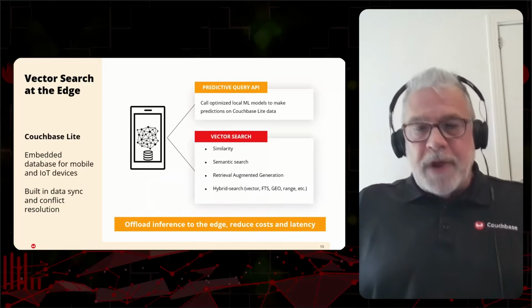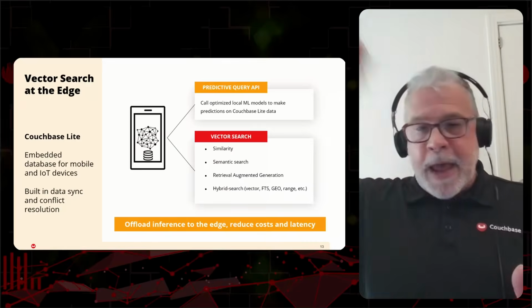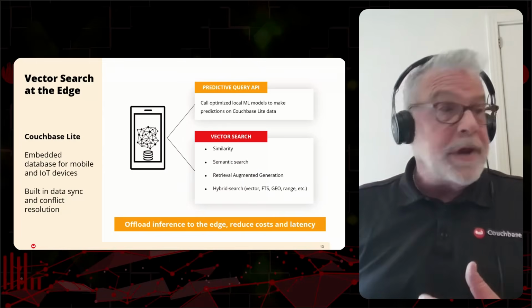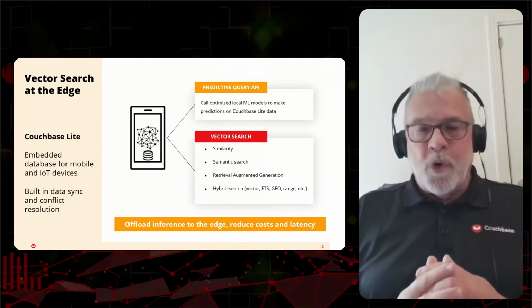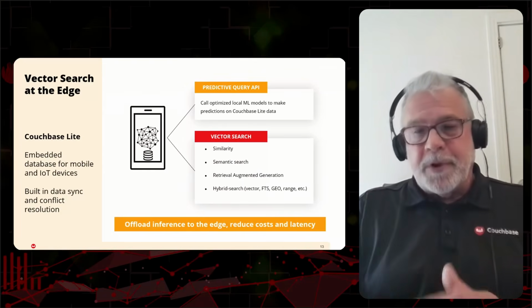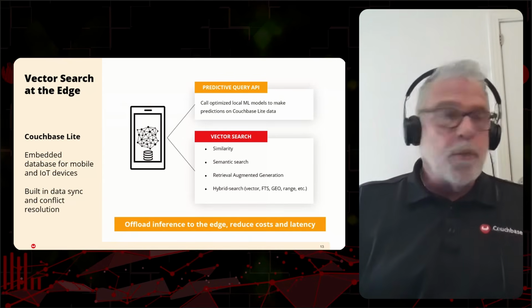So this ability to power vector search on device and in the cloud and synchronize between is really a unique differentiator for Couchbase Mobile, because other database vendors typically only offer vector search in the cloud, where it's dependent on the internet.